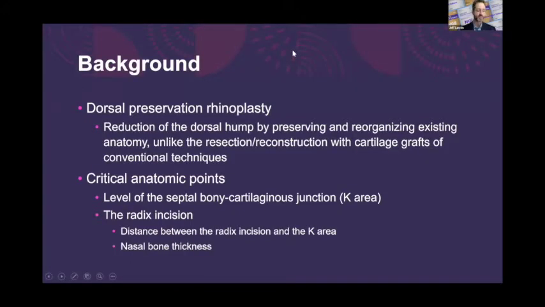In recent years, dorsal preservation rhinoplasty has become more prevalent. In this technique, the dorsal hump is preserved and reorganized using existing anatomy, unlike the resection and reconstruction with cartilage grafts of conventional techniques. In this technique, there are several critical anatomic points to ensure not only an acceptable cosmetic result, but also a safe approach given the proximity to the skull base. These points include the level of the septal bony cartilaginous junction, or the K area, and then the distance between the K area and the radix incision, as well as the nasal bone thickness in this area of the radix.